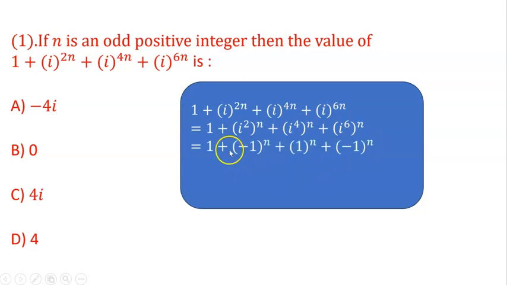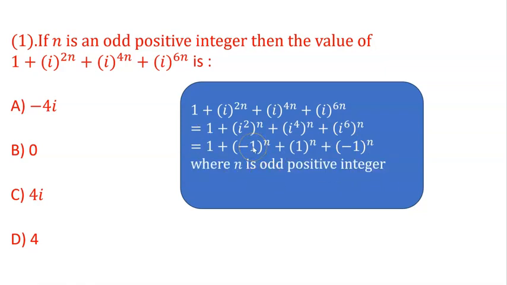Now we'll substitute the values. First one as it is. i square means what? Minus 1 raised to n. Plus i raised to 4 means what? It's 1 bracket raised to n. i raised to 6 means again minus 1 bracket raised to n.